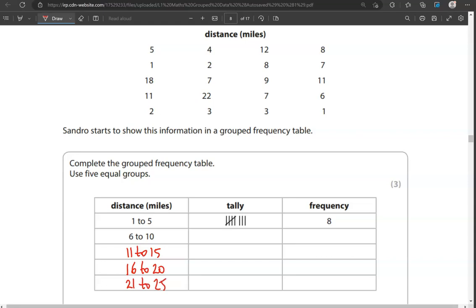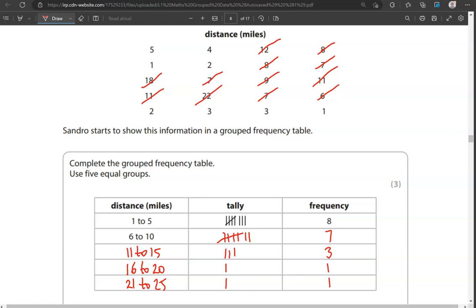So 6 to 10, we have this one here, so 1, 2, 3, 4, 5, 6, 7. 11 to 15, we have 1, 2, 3, so that's 3 of them. 16 to 20, we've got 1. 21 to 25, we have 1.